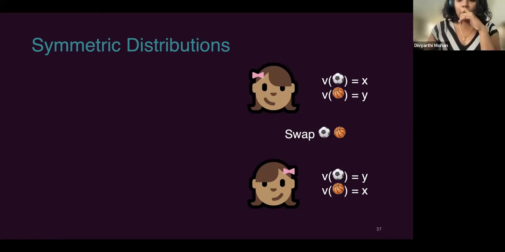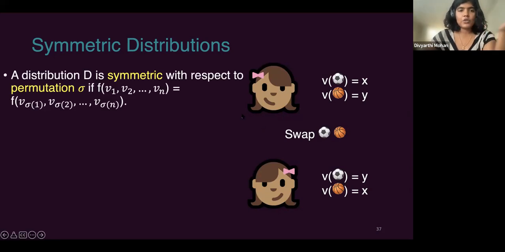So exactly. We say that a distribution is symmetric about swapping if the probability... I will tell you why I'm talking more in terms of probabilities in a second. But you can think of it in both ways, whichever makes it easier for you. So we say a distribution is symmetric about swapping basketball and soccer ball if the probability of seeing xy is the same as yx. More generally, we say a distribution is symmetric with respect to a permutation sigma if the probability density of seeing v, so f of v, is the same as the probability density of the permuted type sigma v for all buyer types v.